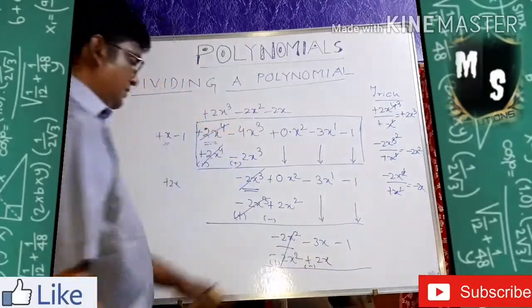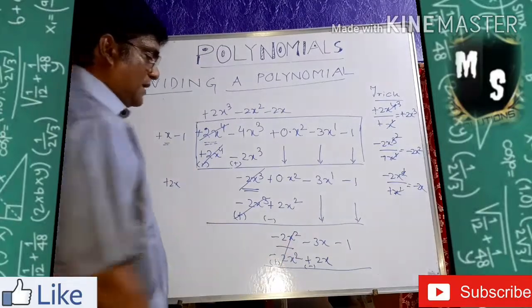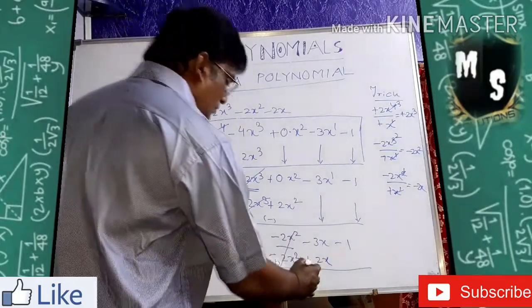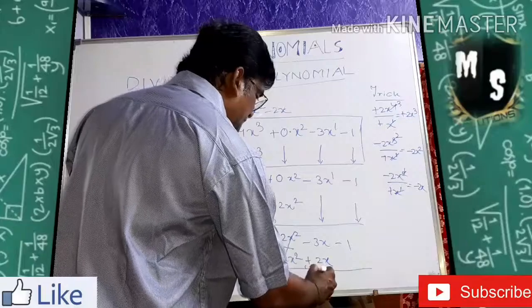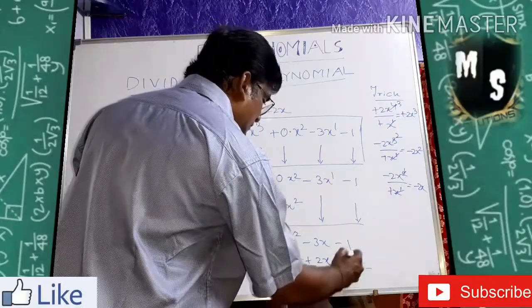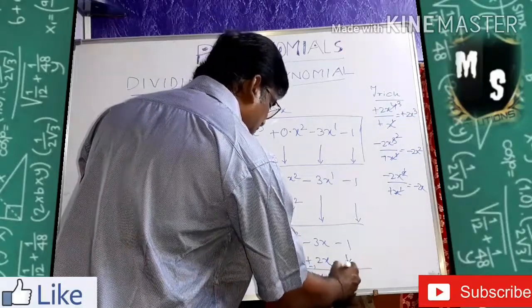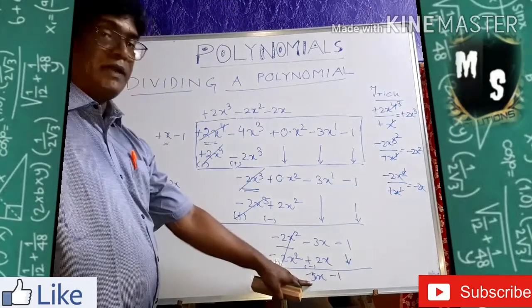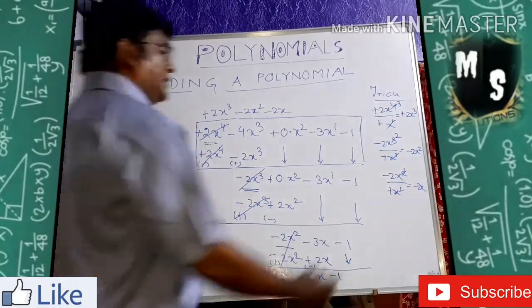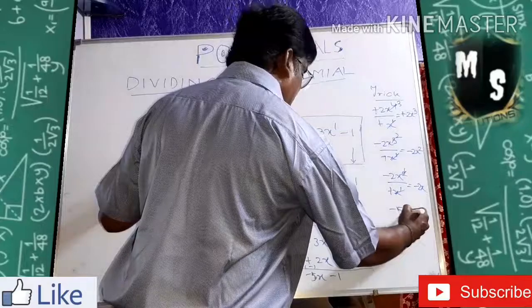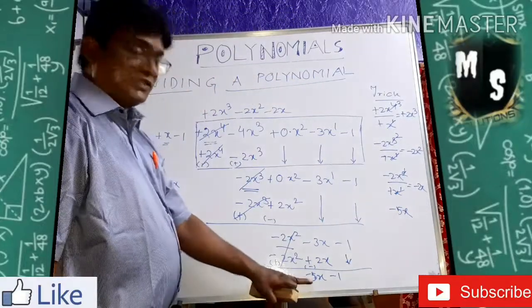Clear? Now change the sign, plus, and it became minus. Then both are cancelled. Minus 2x square plus 2x square. Minus 3 minus 2, minus 5x. Minus 5x. 1 will come down. That is minus 1. Then what is the first step? Minus 5x. First is the first term.